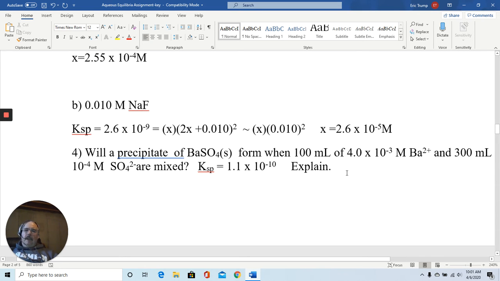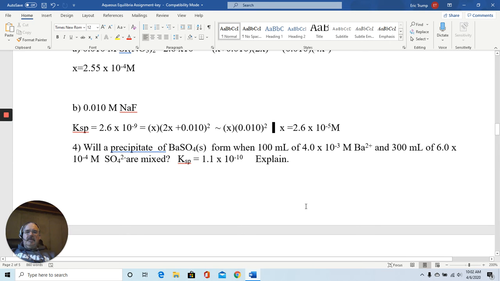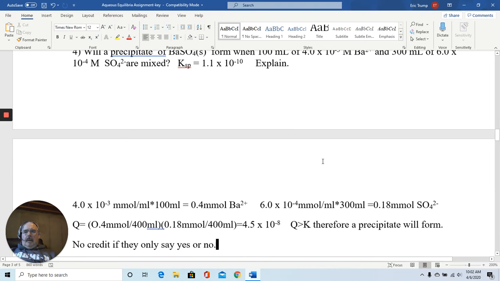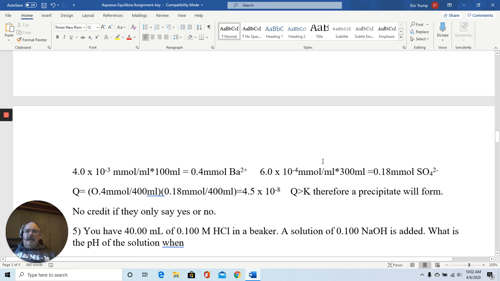Okay, question number 4. Will a precipitate of barium sulfate form when a solution of barium and a solution of sulfate are mixed? This is the KSP. So what we need to do is first calculate the amounts of barium ion and sulfate ion. So we take concentration times volume.